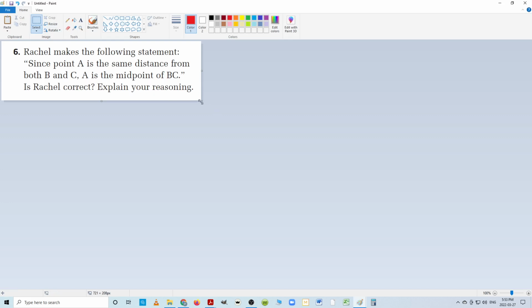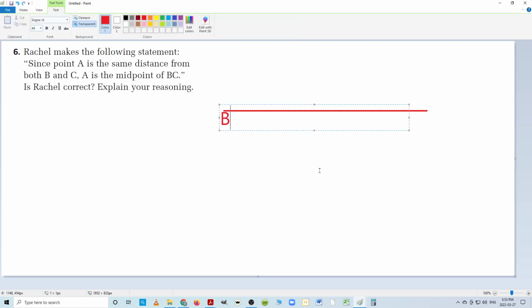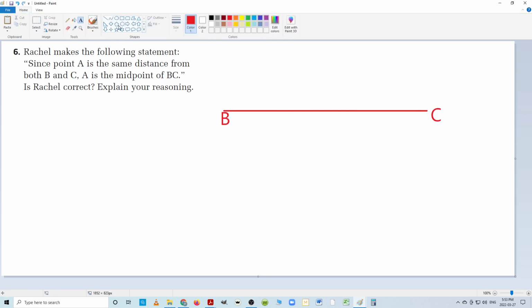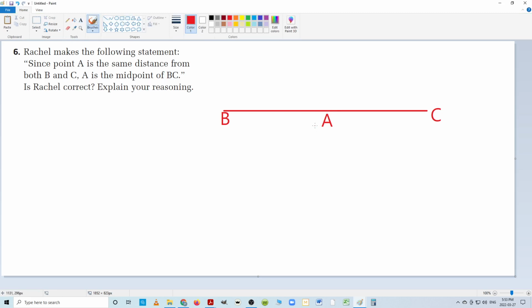Rachel makes the following statement. Since point A is the same distance from both B and C, it must be the midpoint. And I'll show you why bisectors exist. So here's point B, here's point C. And she says, since A is the same distance, it must be right in the middle, which is true. A can be a midpoint.